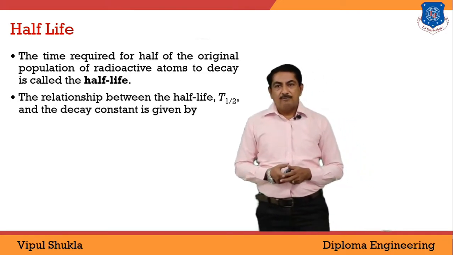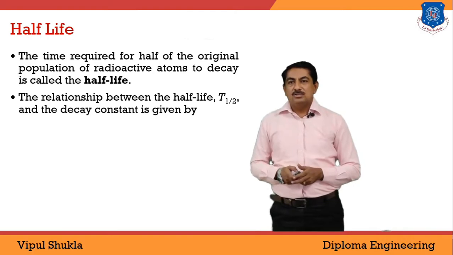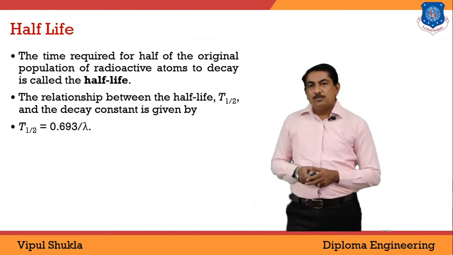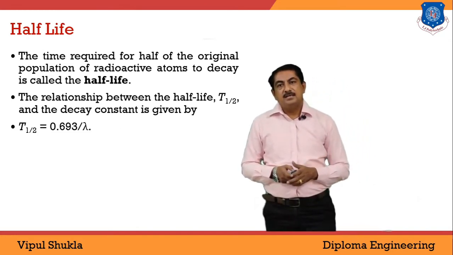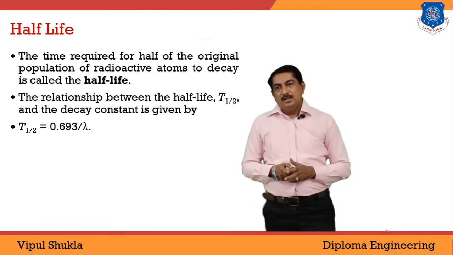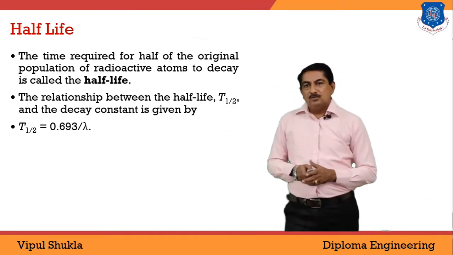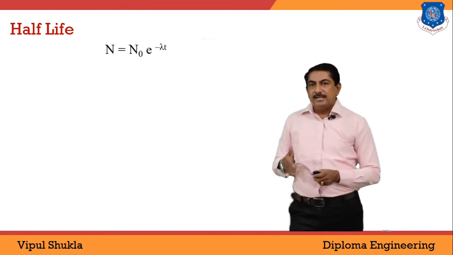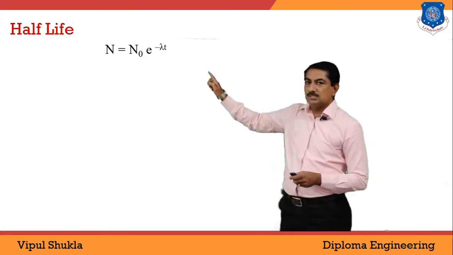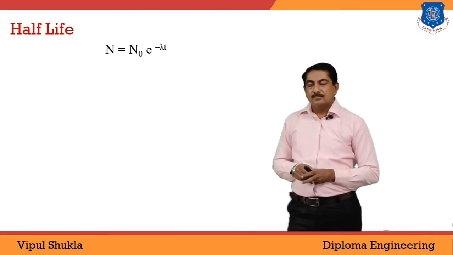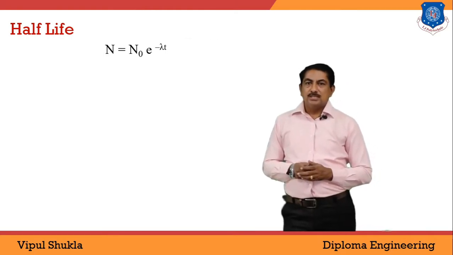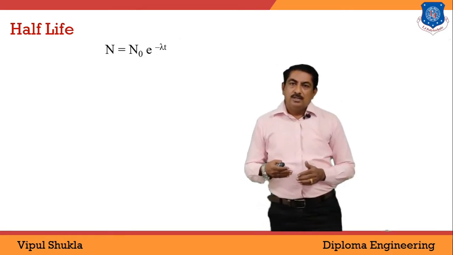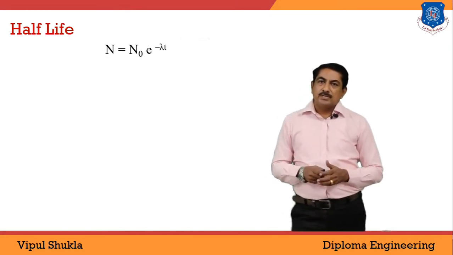The relation between half-life and decay constant is given by tau half equal to 0.693 upon lambda, where lambda is the decay constant. Let us derive this equation. In the previous video, we already derived the equation N equal to N0 e raised to minus lambda t, where N0 is the original number of nuclei present in the element. Suppose at time t equal to 0, the number of nuclei originally present is N0.